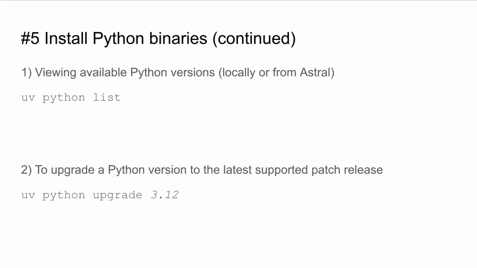And related commands with managing multiple Python binaries is you can use uv python list, and it'll tell you which ones are available to download from Astral, which ones you have already available locally. And if you specifically want to upgrade Python 3.12.1 to something newer, then you type uv python upgrade and that particular version to make it go up a little bit higher.